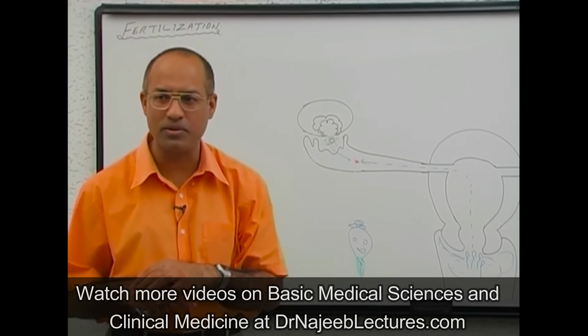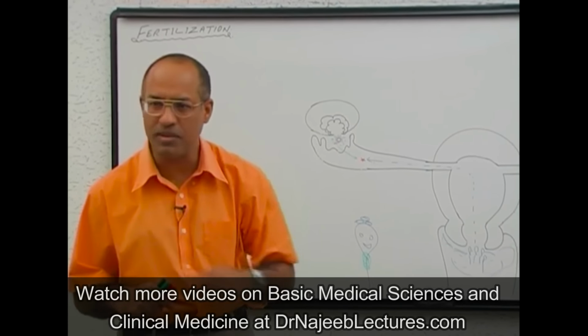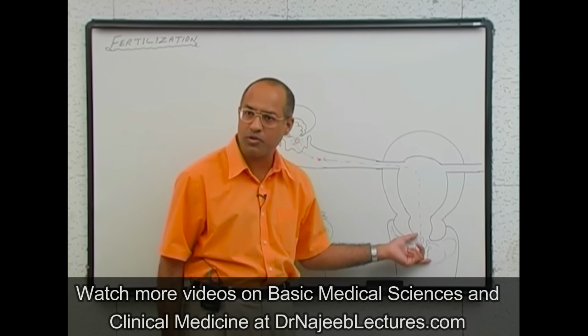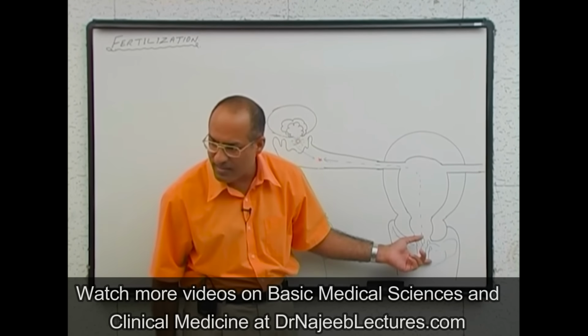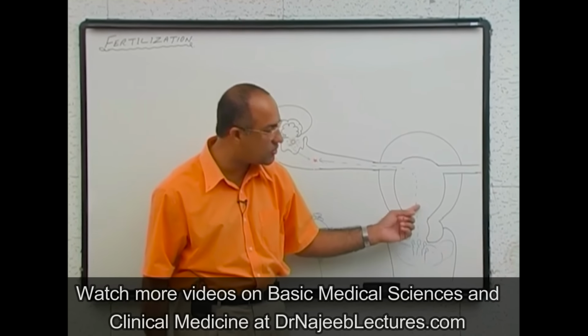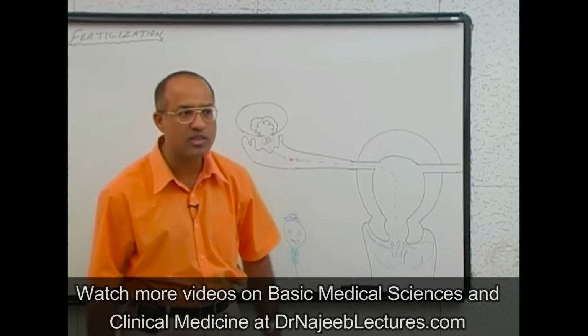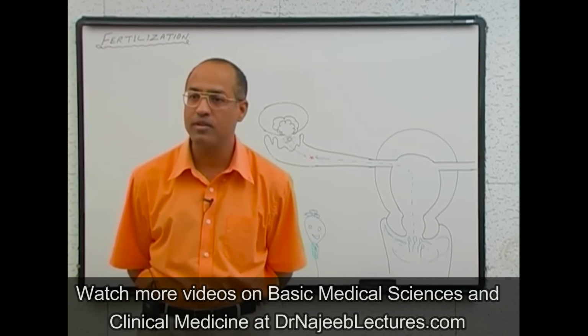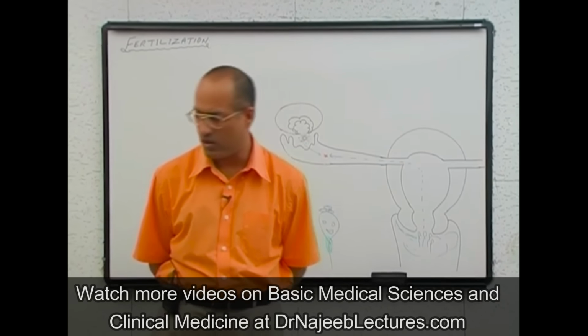Sperms are a bit intelligent. They bring with themselves in the semen prostaglandins. In the semen, not only is there fructose, there are also prostaglandins. So the prostaglandins which are moving up also increase or stimulate the contractions of the uterine tube. Is that right?